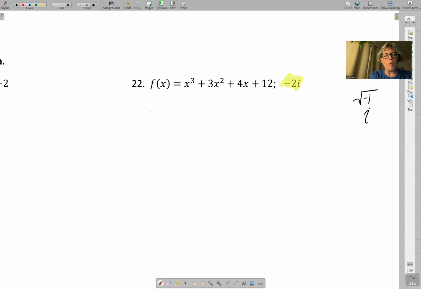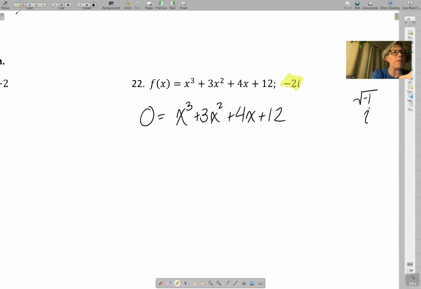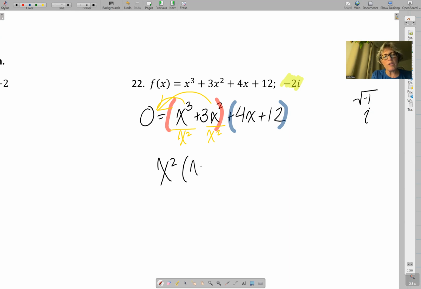So for this particular problem, we're going to set it equal to 0: x to the third plus 3x squared plus 4x plus 12. I'm going to do this by using the grouping method. So I'm going to group these, and we're going to factor something out and see if we can get the same thing. Out of this, I'm going to pull out an x squared. When I say factor, you're imagining that you're dividing it out, so it's like we're going backwards. So it's going to be x squared, and then x plus 3.